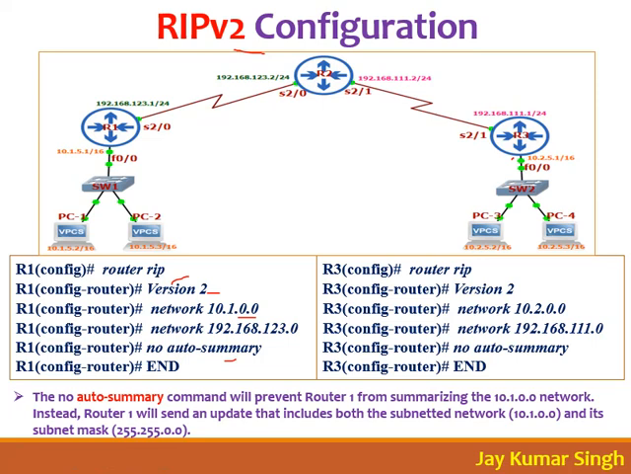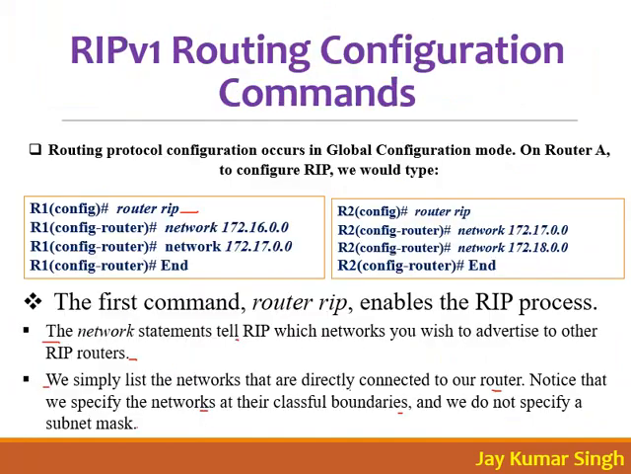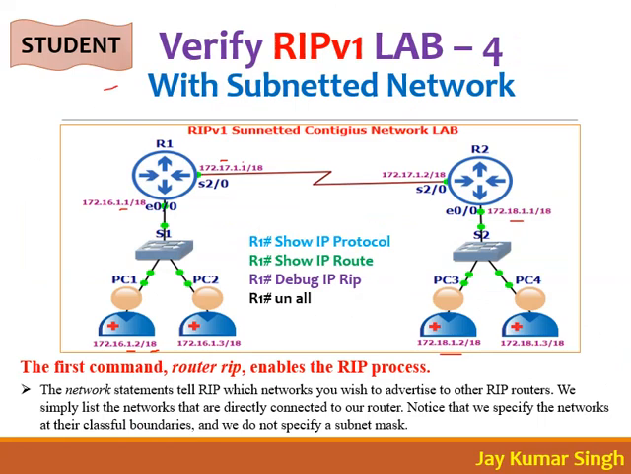Okay, so in the next class we will start RIP 2 configuration. Till RIP 1 it is okay for now. Do practice on RIP 1 first, understand contiguous network and discontiguous network. Okay, and then we'll work on RIP 2.